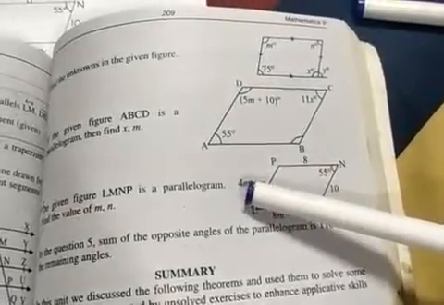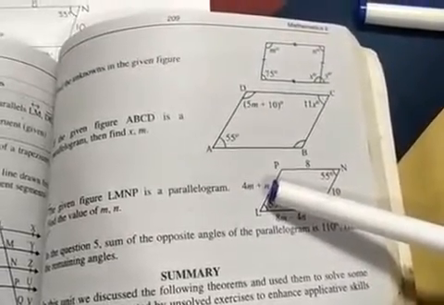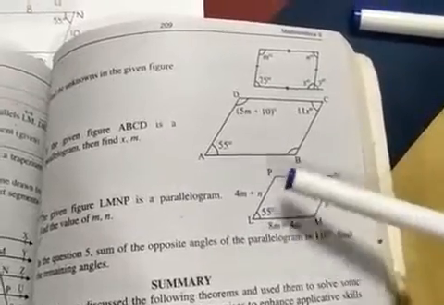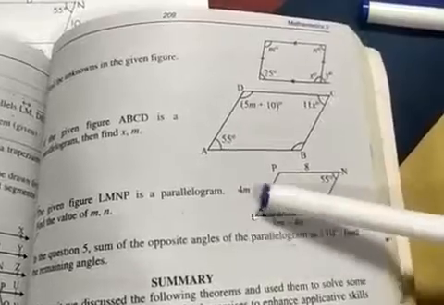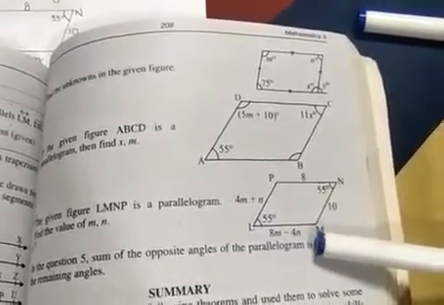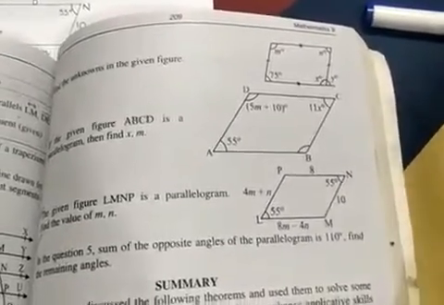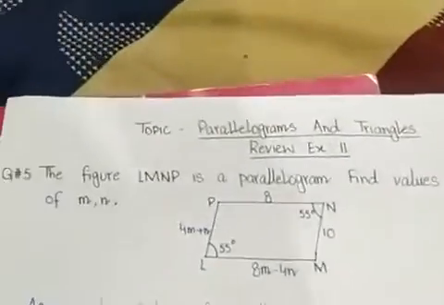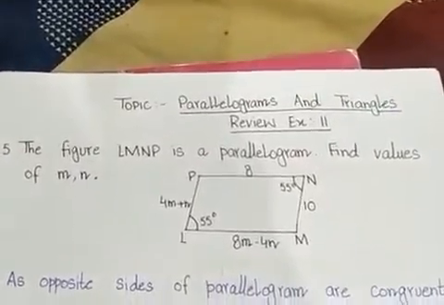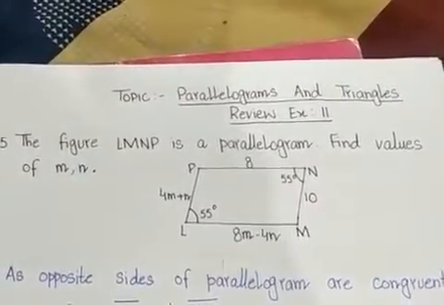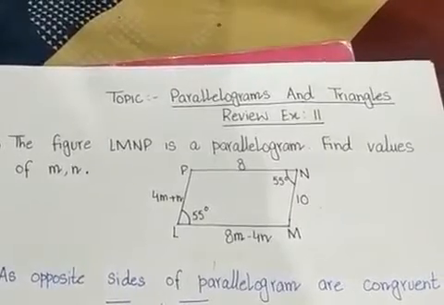Here you can see m and n. If you see the diagram, this m and n are representing the sides of a parallelogram. So, let's see the solution. Here we have the solution. It is question number 5 of review exercise 11. Here is the diagram. And we have to find the values of small m and n.